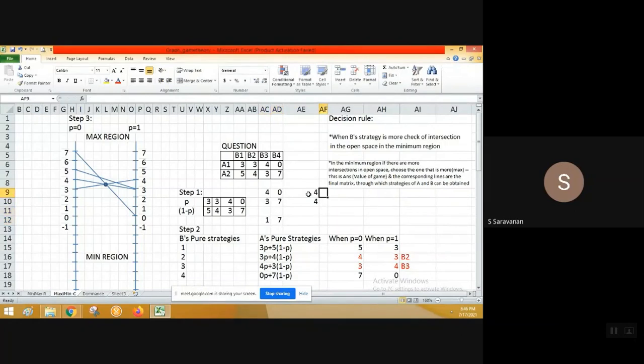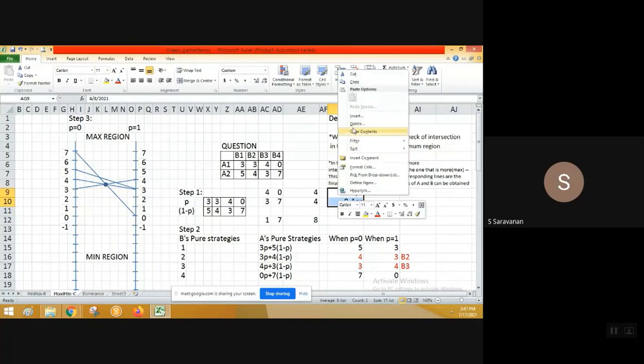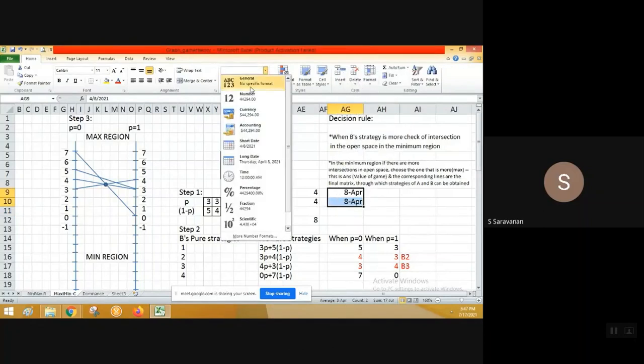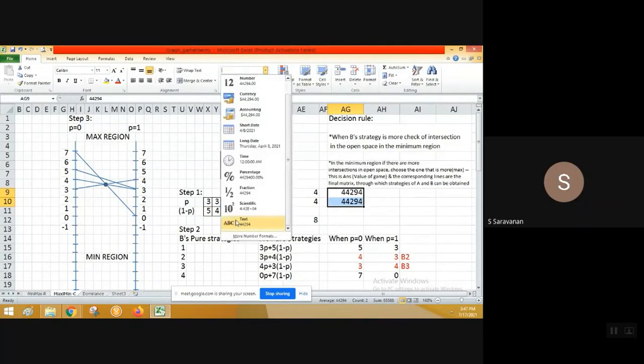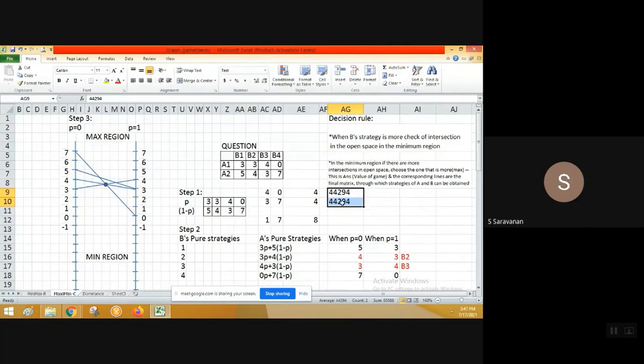So here you will have 8, right? The number of parts missing is obviously going to be 4 divided by 8. So here also it is going to be 4 divided by 8. 4 divided by 8 and 4 divided by 8.